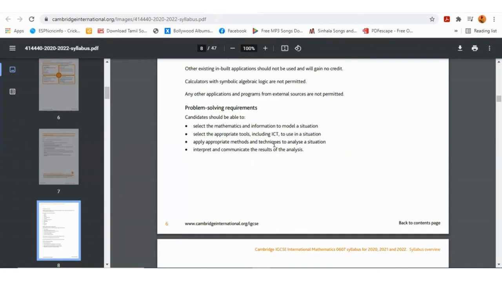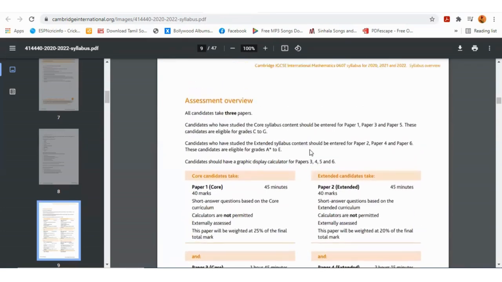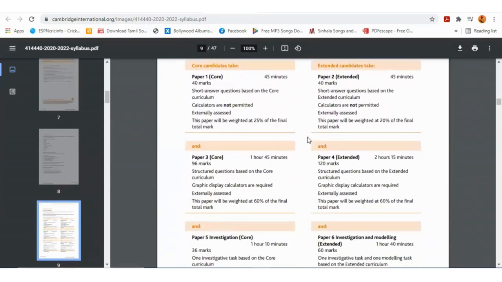And they always believe in interpretation and communicating the results. So they will ask you, what does this show you, sort of thing. So coming to the assessment overview, I want to point out some differences. Earlier also we had separate papers for core and separate papers for extended. We noticed that there's a short answer paper and a structured paper. And we also noticed that usually the core students have a lower amount of time when they do the paper compared to extended students.